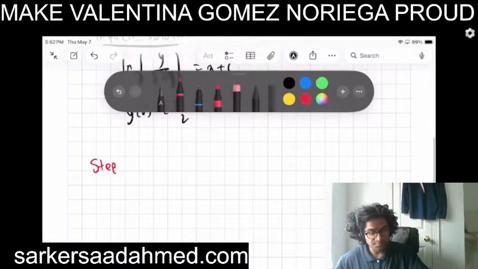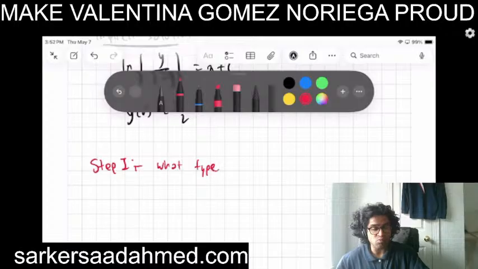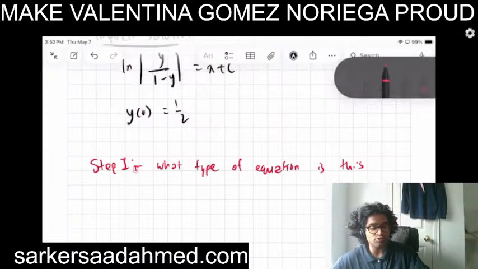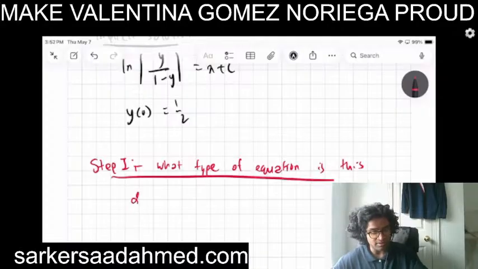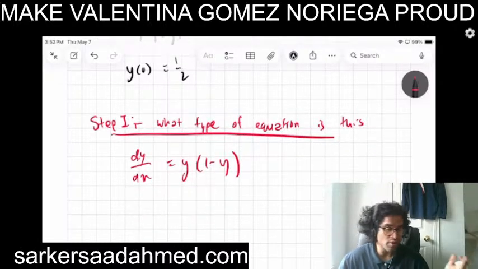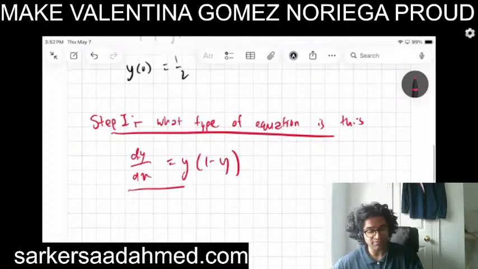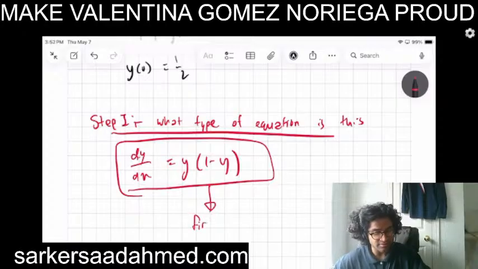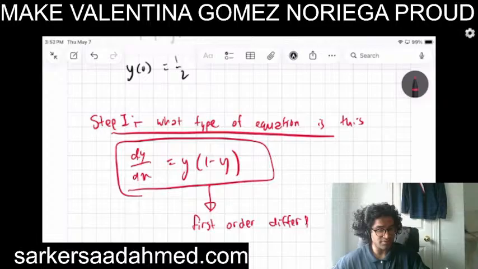Now, step 1. You have done calculus 1 and 2, so you may have encountered this equation here. But for whoever doesn't know what this equation is, this is what you call the first order derivative. This is a first order differential equation.